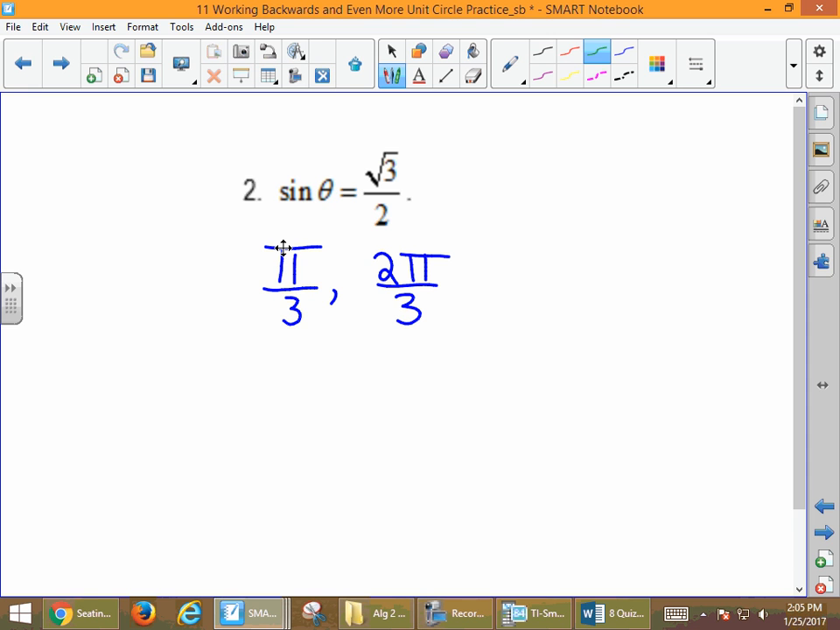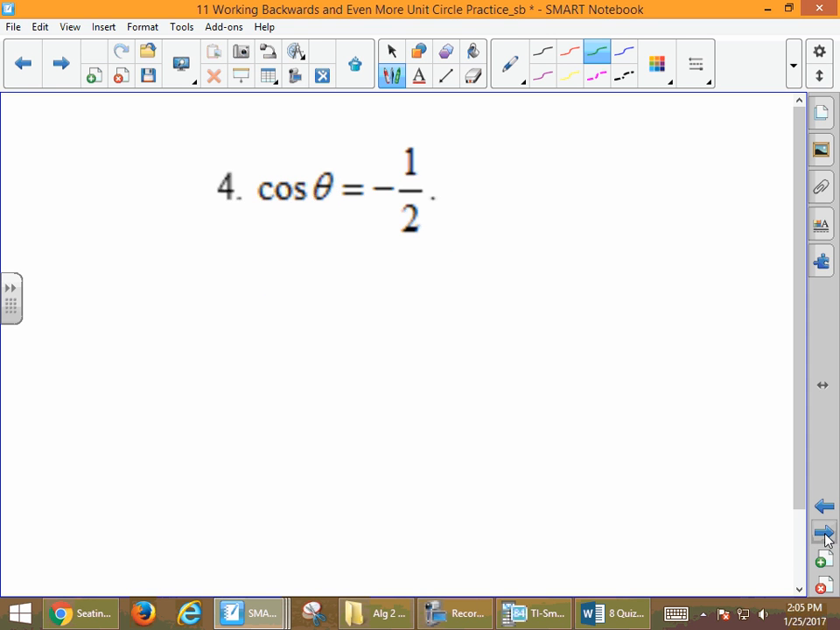Let's try another one. I'm going to do 4, and then I'm going to come back to 3. So cosine of theta is negative 1/2. And that's why I say you might want to look at the unit circle. It's going to be in quadrants 2 and 3. It's going to be 2 pi over 3, 2 pi over 3, and 7 pi over 6.